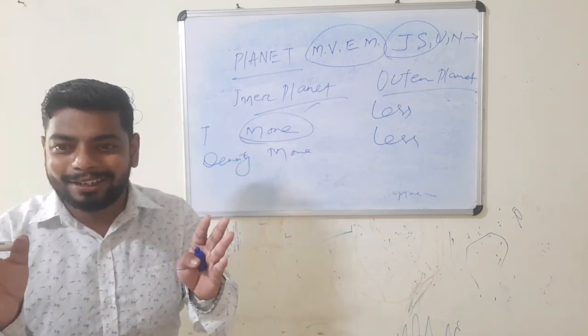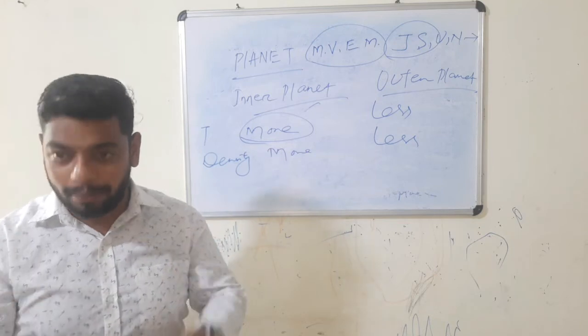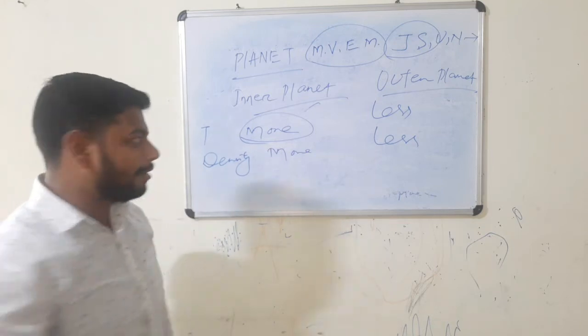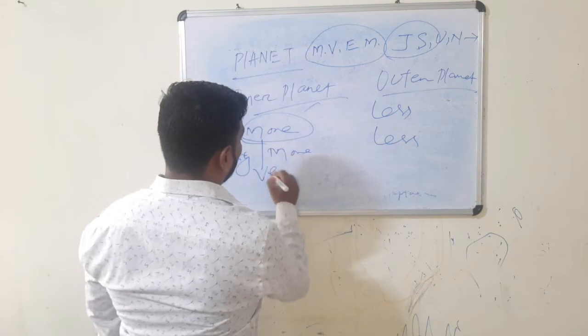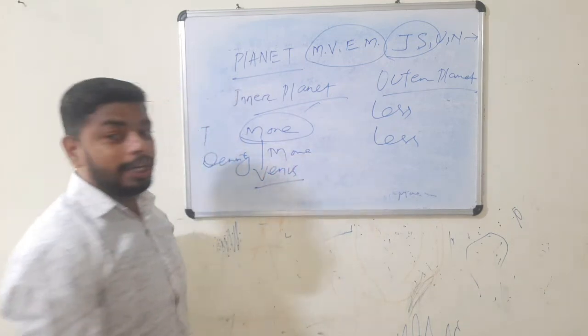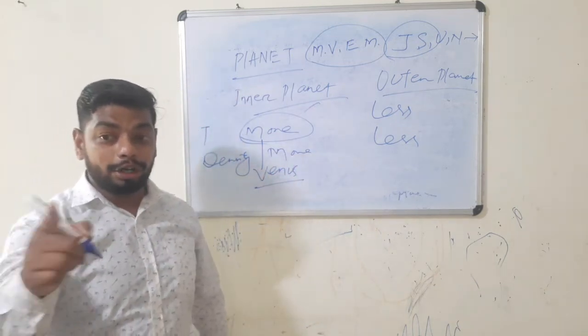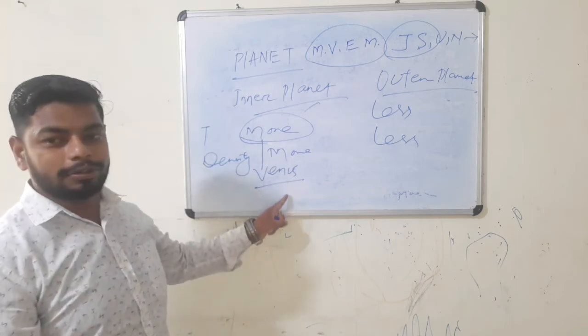What is that? Mars? Venus. The hottest planet in our solar system is Venus.